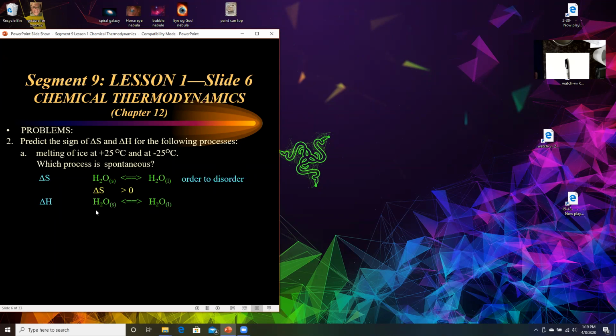Now, if I go from solid water to liquid water, okay, what has to happen to do that? Well, if I want to melt ice, what do I have to do? I have to put heat into it, don't I? Okay, so heat's required to melt ice. So delta H is greater than 0.